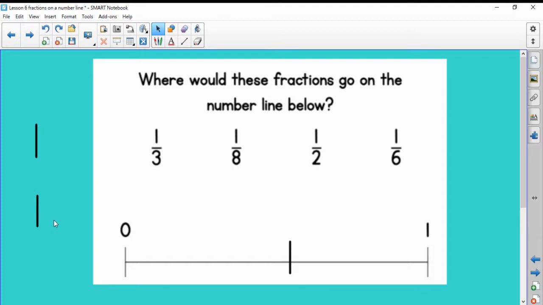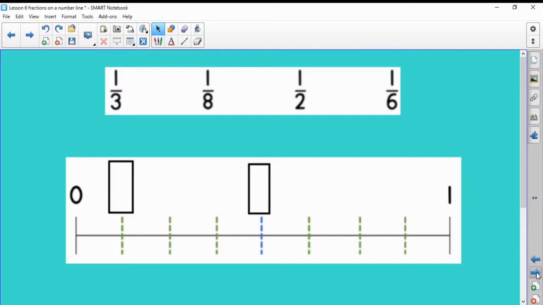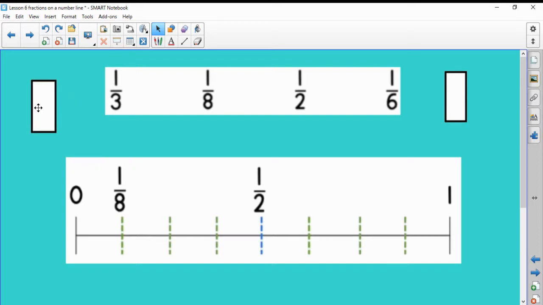Now if I've cut it into half, I can cut my line into quarters. And this helps me with another number on the fraction line there. Let's have a look. I've cut it again, this time into eighths. And so we have our half, we had our quarters, and now we have our eighth. And I can place the eighth fraction on the number line now.